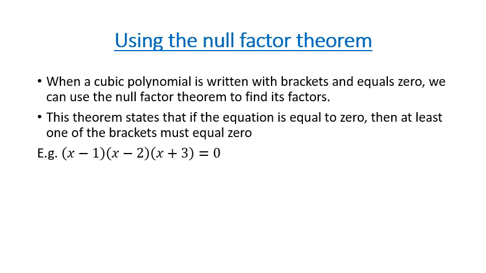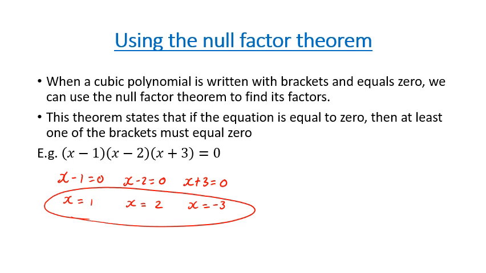So in this particular case, we have x take 1 equals 0, x take 2 equals 0, and x plus 3 equals 0. Now, we don't know which one of those equals 0. They may all equal 0, but at least one has to equal 0. And we just simply solve these equations separately. So here we have x equals 1, x equals 2, and x equals minus 3. So solving a cubic polynomial with a null factor would give us these answers here.